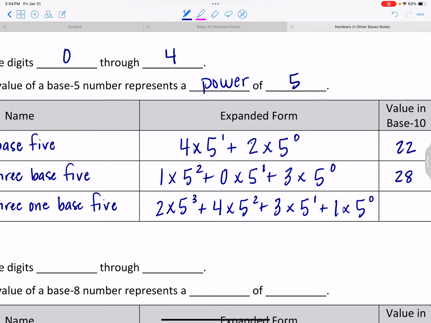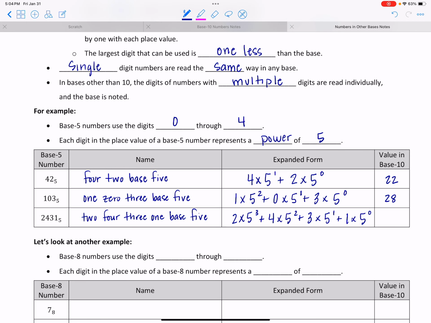So once again, if we were looking at this in base 5, the number 103 base 5 is 28 in a base 10 system. So those two numbers have the same value, but because the digits represent powers of different bases, obviously they look different in the different bases. All right, let's do one more here.